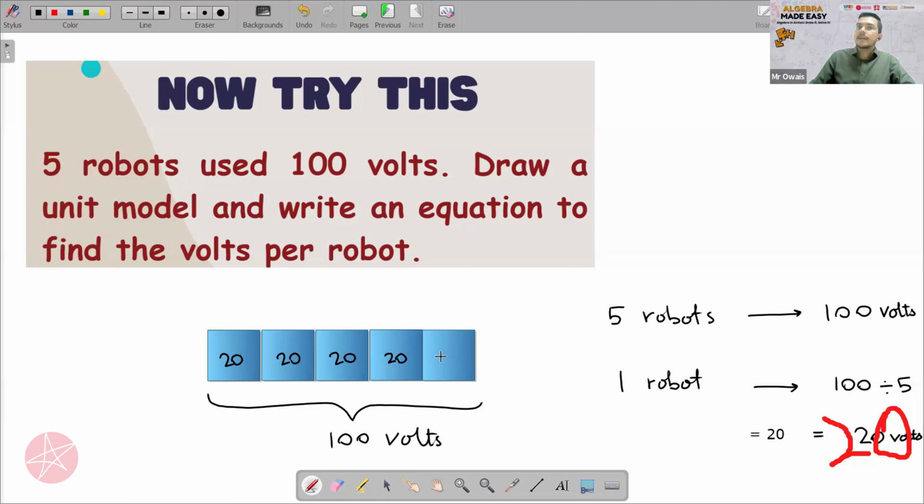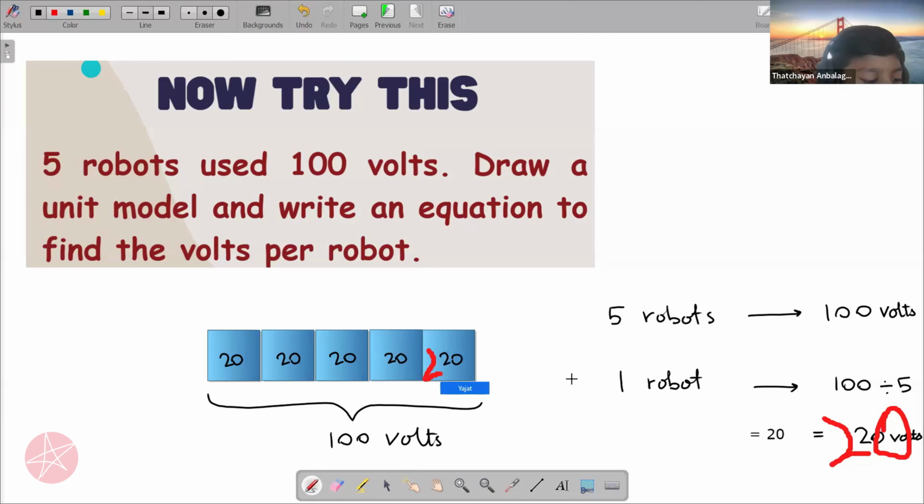Now, is our answer correct? Can you guys verify that? Yes. Okay, how do you verify it? 100.